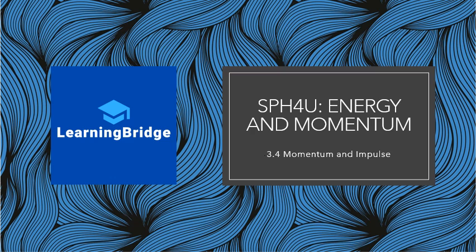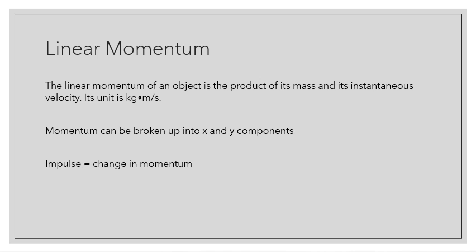SPH4U, energy and momentum. 3.4, momentum and impulse. The linear momentum of an object is the product of its mass and its instantaneous velocity, and its unit is kilograms times meters per second. So it's given by the equation p is equal to mv. Note that p is a vector.